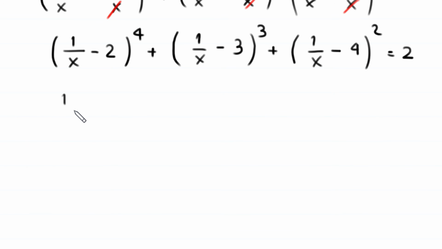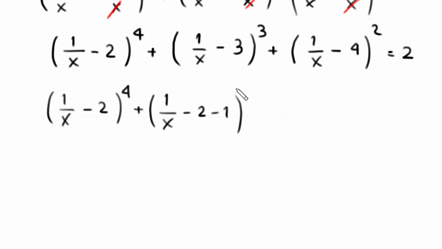Next, (1 over x minus 2) to the power 4 plus this expression can be written as (1 over x minus 2 minus 1) cubed plus this expression can be written as (1 over x minus 2) squared equal to 2.